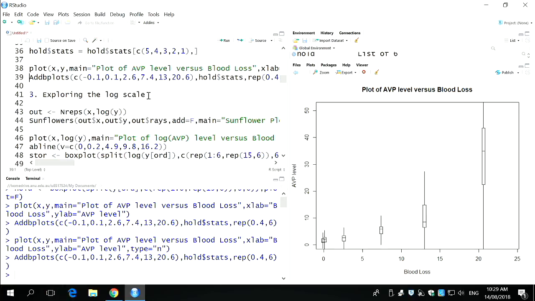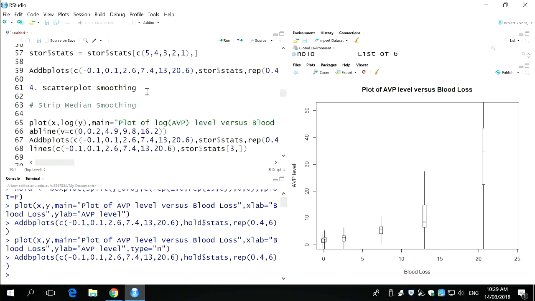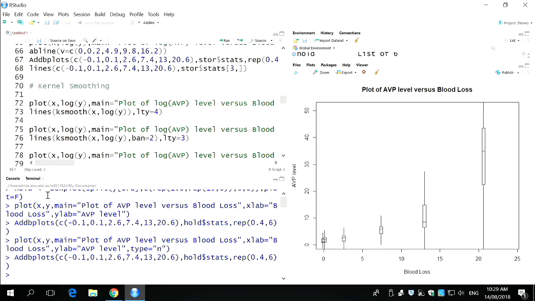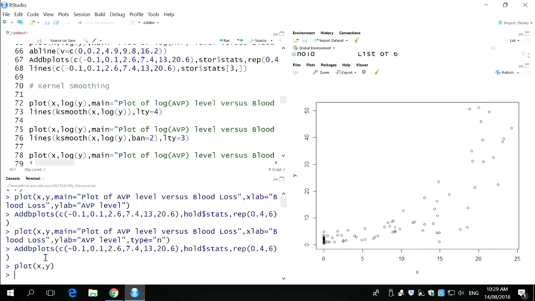There's a command in R that does it. So we're going to do it for the data on the original scale. So plot X and Y. There's the data. Now, the command for kernel smoothing is ksmooth. Not like K-pop, pop music from Korea. This isn't smoothing from Korea. K here stands for kernel. Kernel smoothing. Okay?